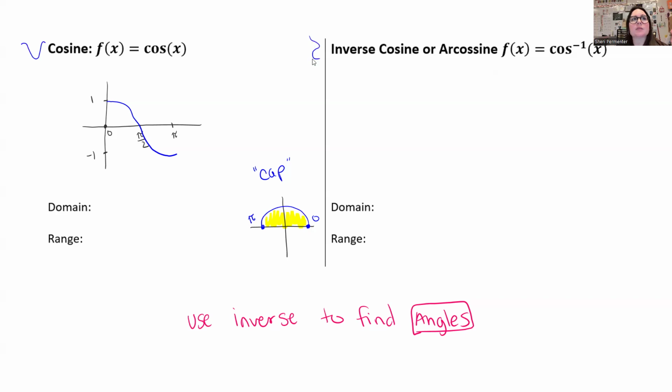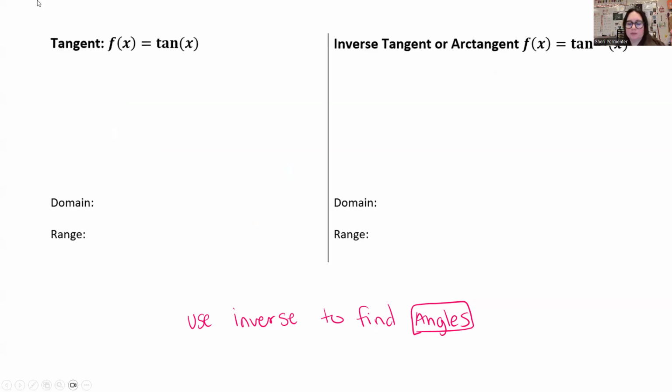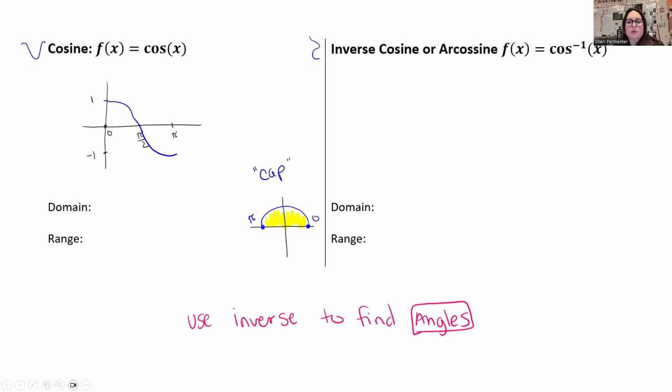And does this pass the vertical line test if it kept going like this? No. So that's why we restrict the domain, so that we don't have this. That's not a function. So we want an inverse function.